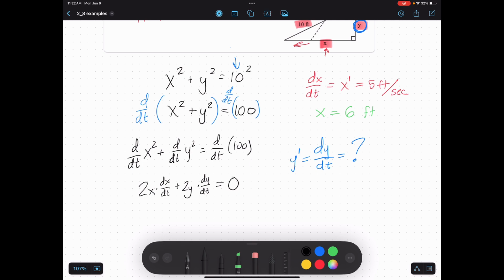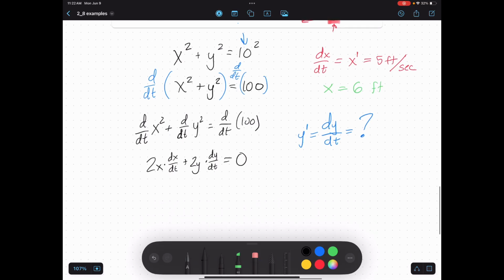Well, this is where we go to what values do we actually know? We know what x is because it specifies when we're looking. We're looking when x is equal to 6. We know what dx over dt is. We know the rate at which x is changing, or the lower end. We know that's changing at a rate of 5 feet per second. What about in the second term? Well, first of all, dy over dt is my question mark. That's what I'm solving for.